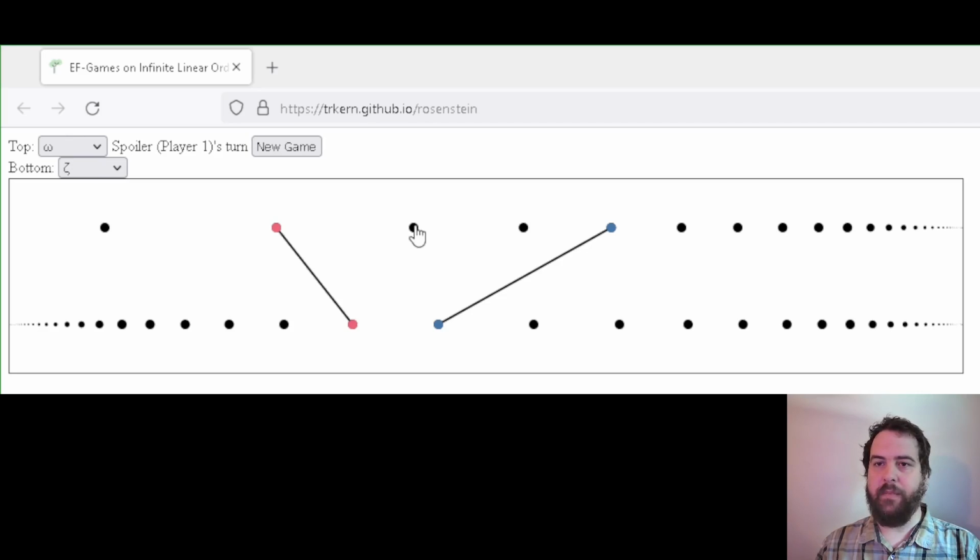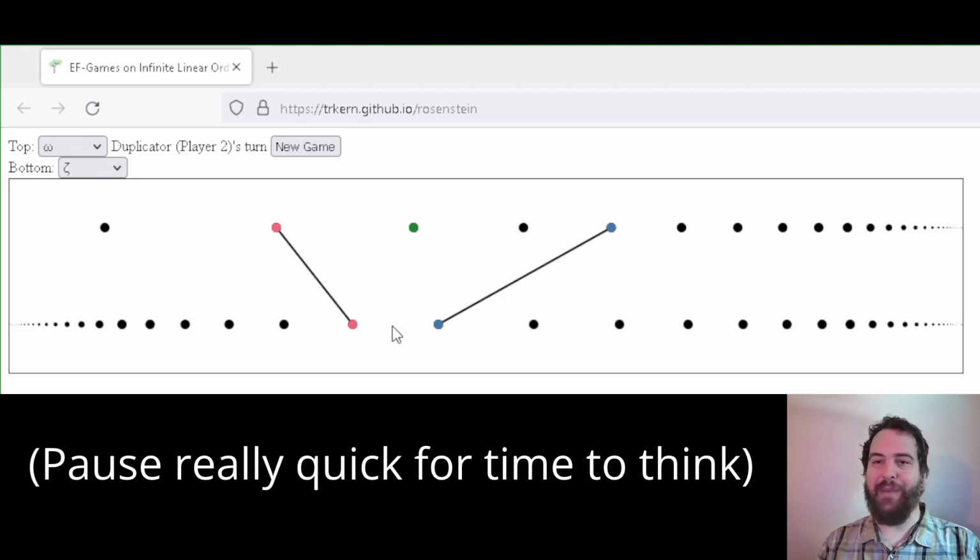Now spoiler can play here, and there's no point in between these two for duplicator to play at. So duplicator has lost in 3 turns. So I'll let you think about what's the optimal strategy for spoiler. How fast can spoiler end the game? And how long can duplicator make the game go on for?